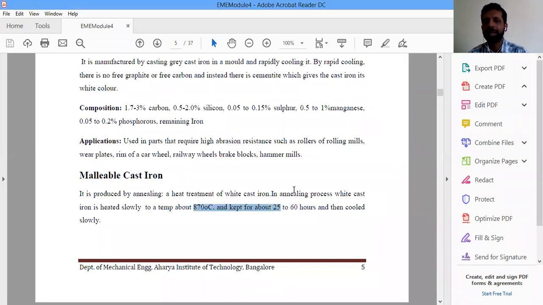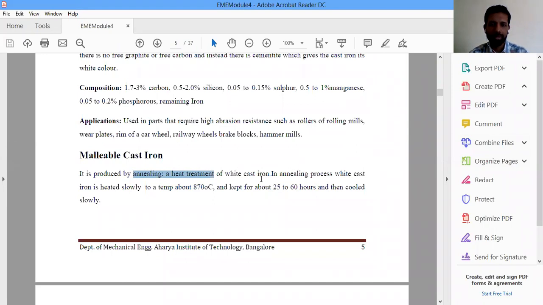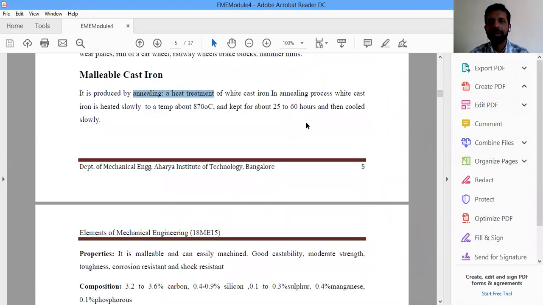So we call those the grains. The grains will get modified. Once the grains are modified, the properties of that particular material or metal will change accordingly, right? That is why this is going to be annealed, okay, and slowly cooled.